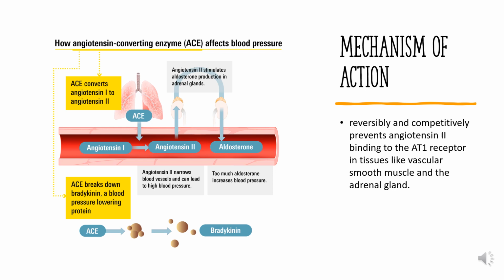Losartan's prevention of angiotensin II binding causes vascular smooth muscle relaxation, lowering blood pressure. Angiotensin II would otherwise bind to the AT1 receptor and induce vasoconstriction, raising blood pressure.